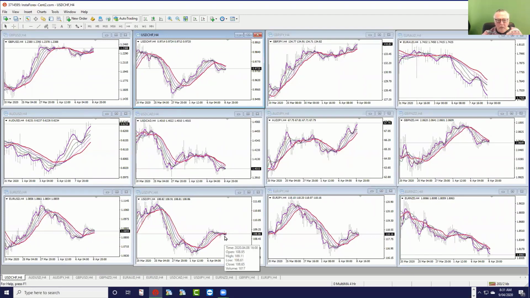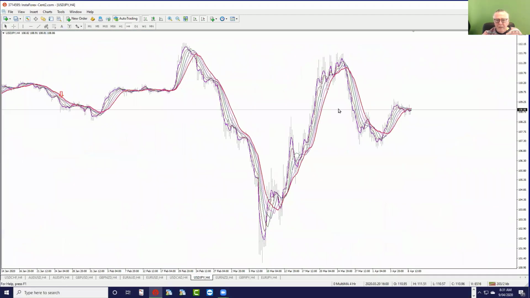Now, when the moving average is in a knot, what that means is that the long-term traders, the swing traders, and the scalpers are all agreeing that the price is right where it should be. So what then happens is that the smallest bit of news will disrupt that balance, the smallest bit of news. And when it does, it tends to be explosive.